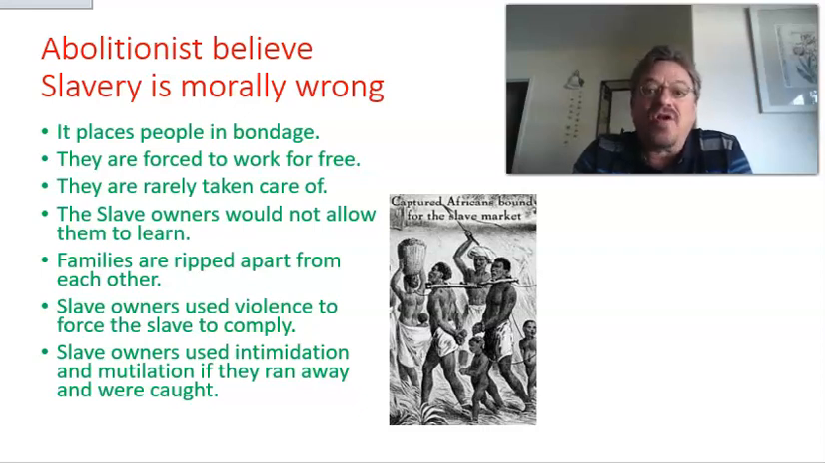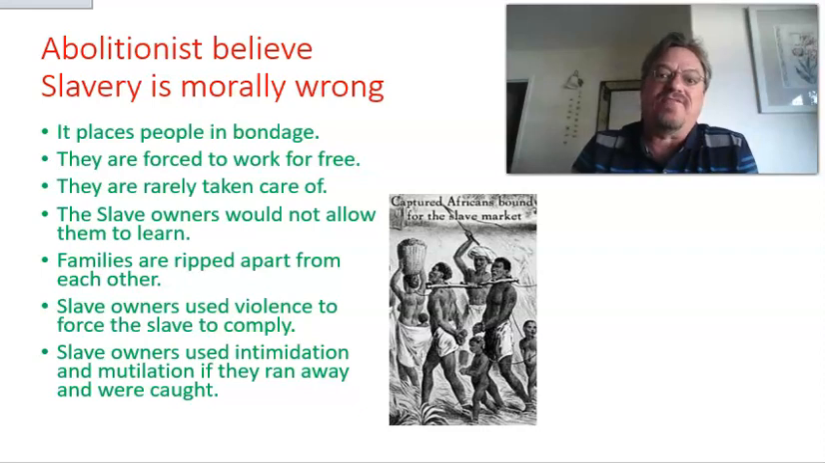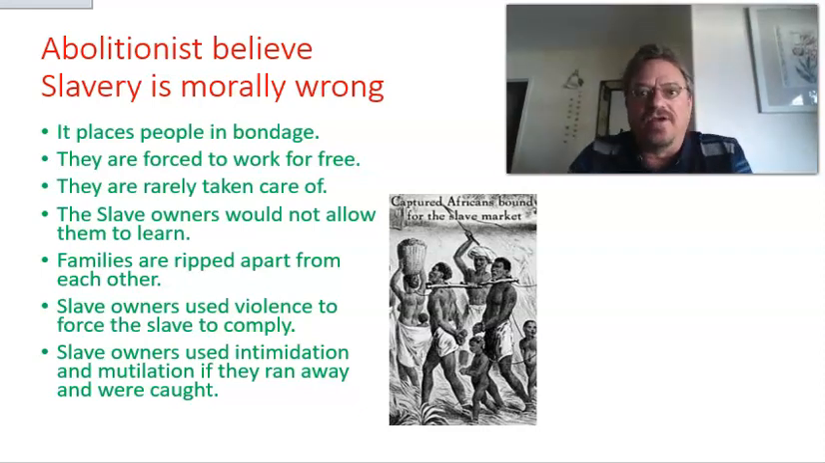Slaves are rarely taken care of, even though the South said that they took better care of the slaves than they really did. That wasn't true. They were taken care of extremely badly. Slave owners would not allow them to learn. You can't read or write, because if you learn how to read or write, then you become somewhat intelligent. You'd be able to analyze things and think critically and argue why you shouldn't be a slave, and then all of a sudden you're set free. So they didn't want them to read or write.